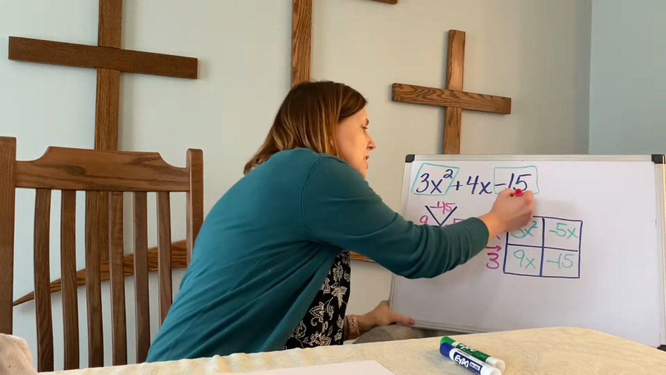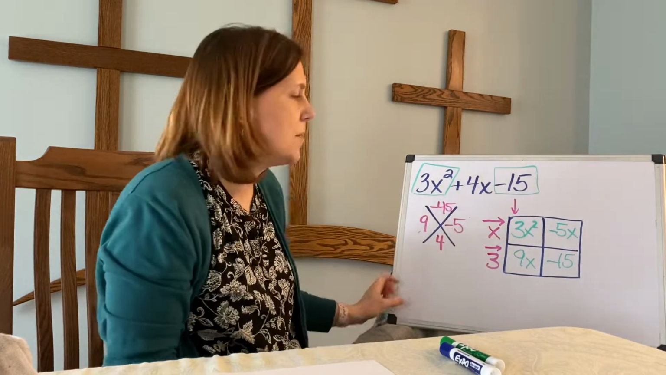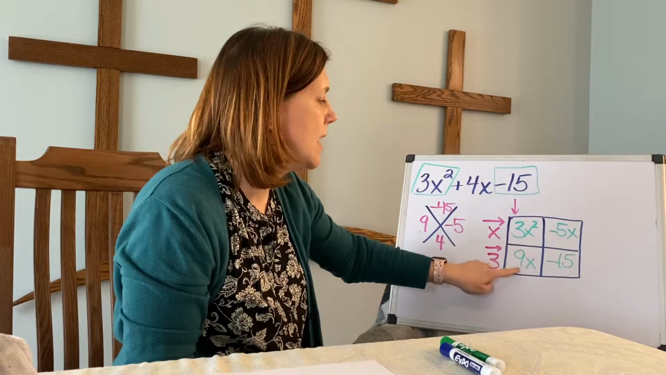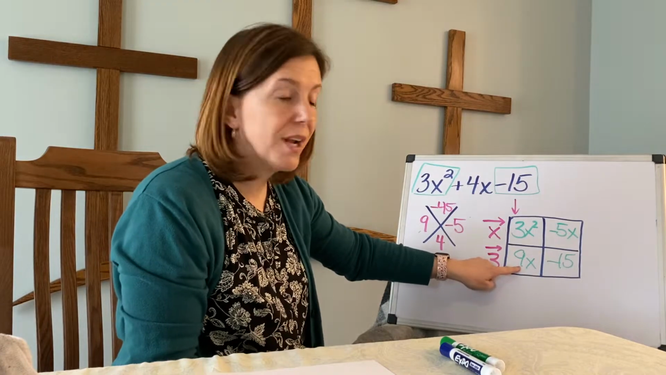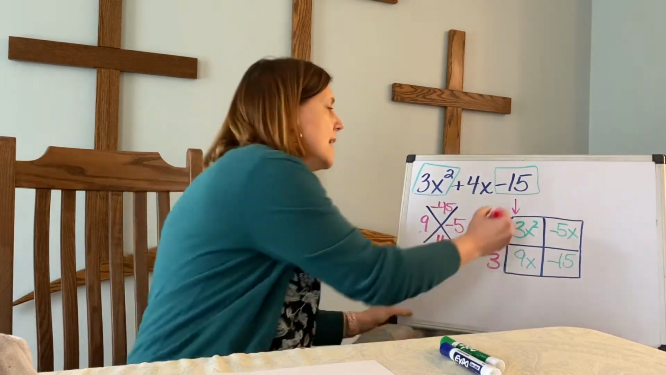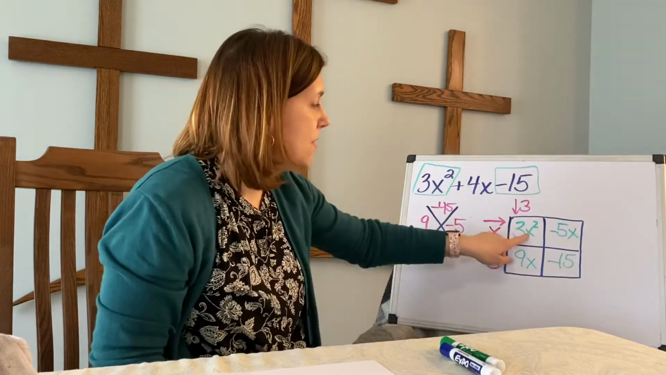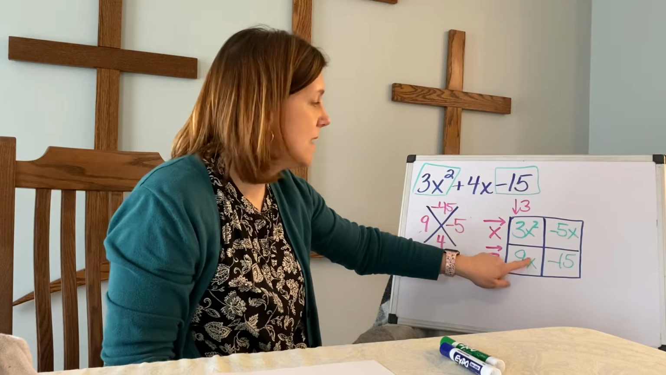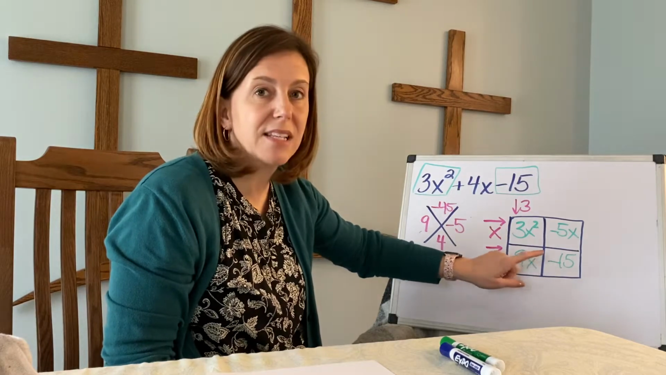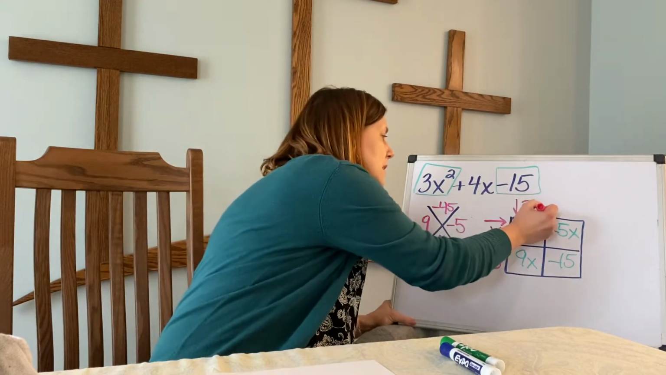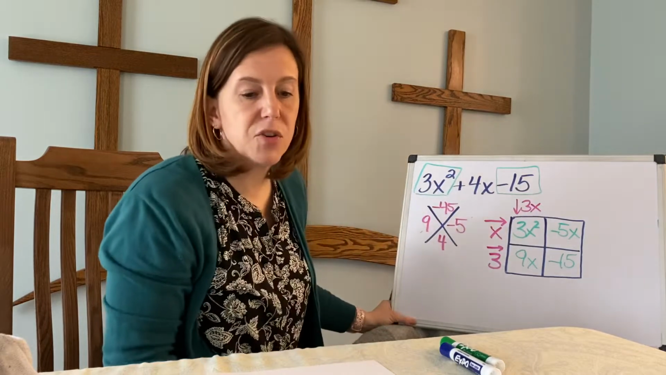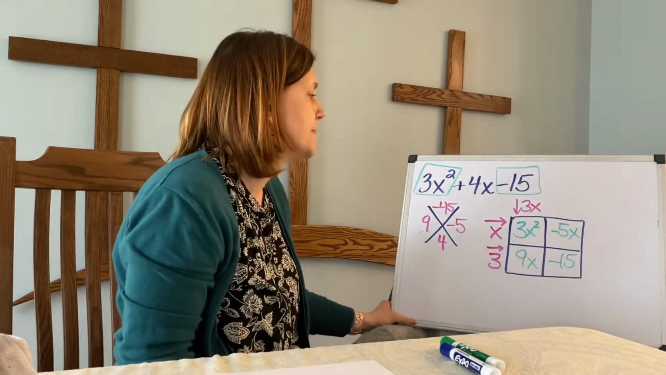And this spot here is going to be taking out the greatest common factor of 3x squared and 9x. Well, the greatest common factor of 3 and 9 is 3. And in this case, both of these have an x in them. And the lowest power is this x to the first power. So the greatest common factor of those 2 terms is 3x.